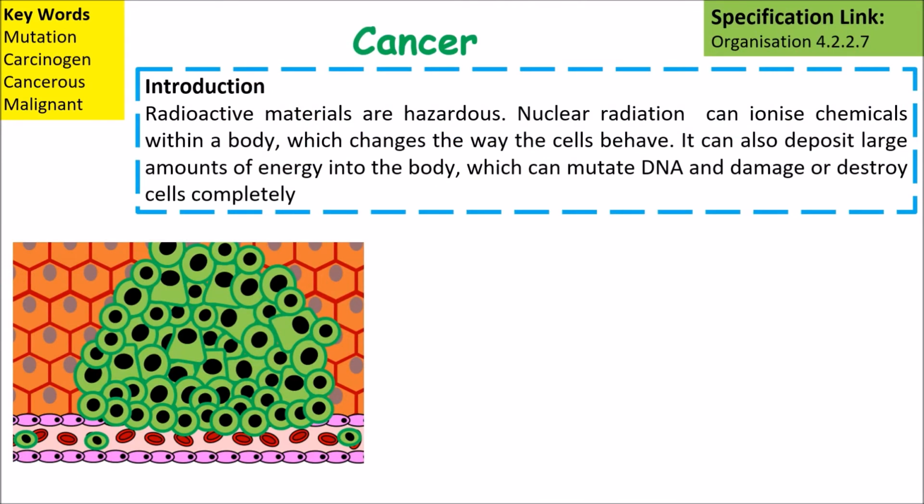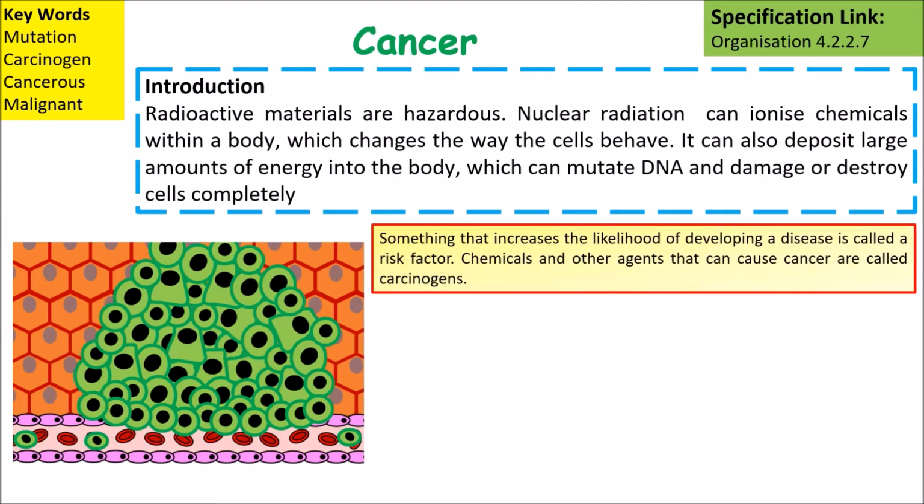So, radioactive materials are hazardous. Nuclear radiation can ionise chemicals within the body, which causes changes in the way that they behave inside of the cells. It can also deposit large amounts of energy into the body, which can mutate and damage the DNA, and it's often the damage in the DNA that can lead to cancer.